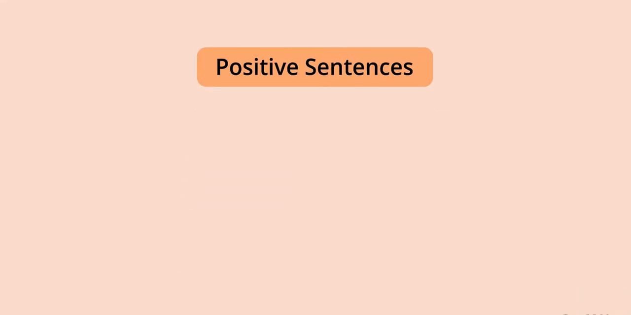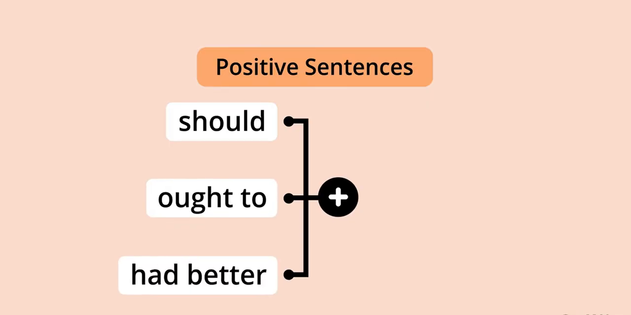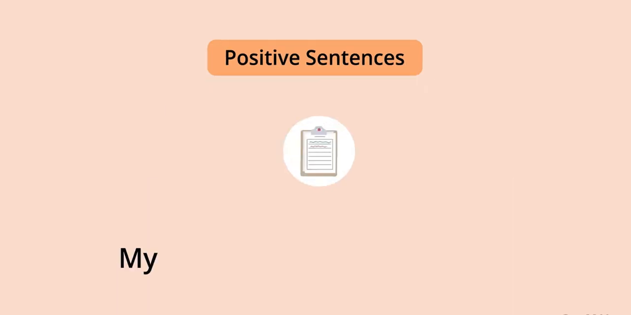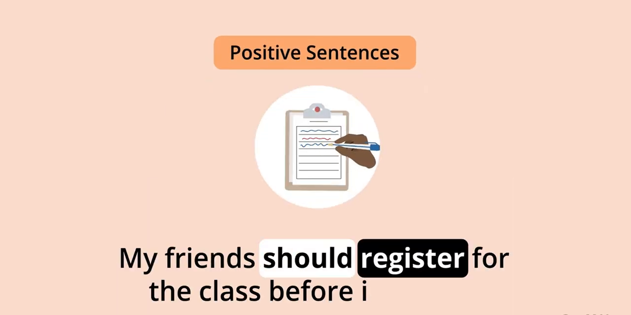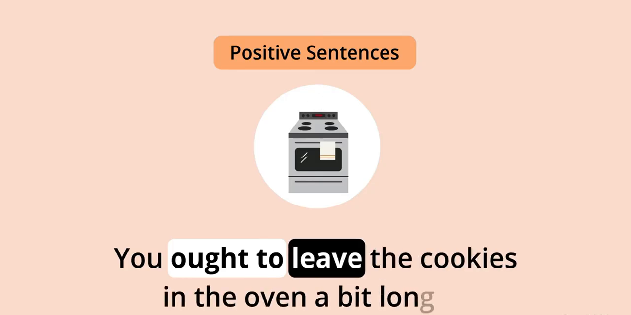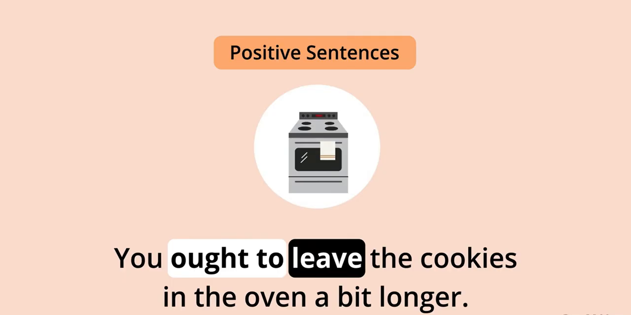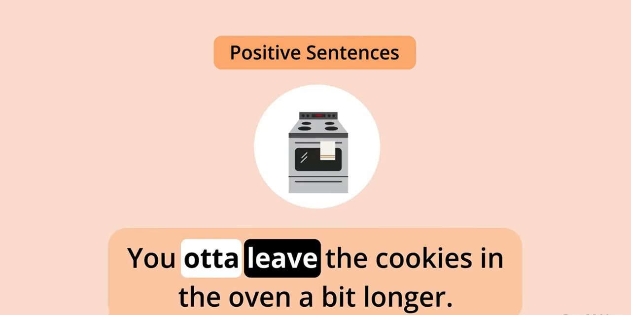In positive sentences, we can use should, ought to, or had better, plus a base verb. My friends should register for the class before it fills up. You ought to leave the cookies in the oven a bit longer. Remember that ought to isn't very common in North American English, but if you use it, you can reduce it to oughta when speaking quickly. You ought to leave the cookies in the oven a bit longer.